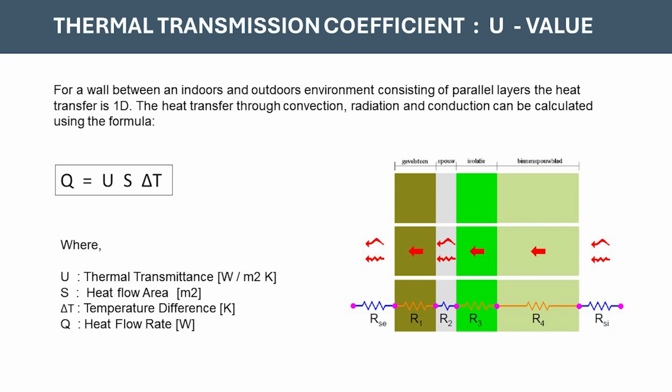The heat transfer through this wall can be calculated using the formula Q equals U multiplied by S multiplied by delta T, where Q is the heat flow rate from the wall, U is the thermal transmittance, S is the heat flow area, and delta T is the temperature difference between indoor and outdoor environments. The heat transfer coefficient U value takes into account convection, radiation, and conduction.